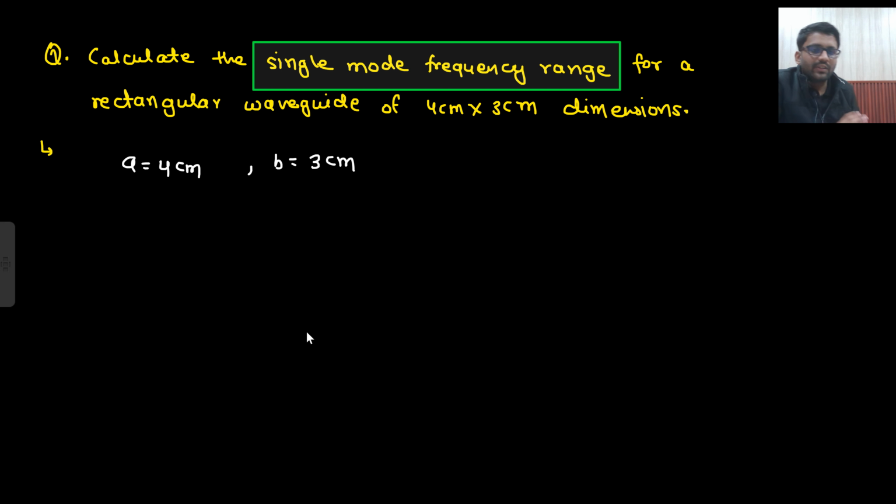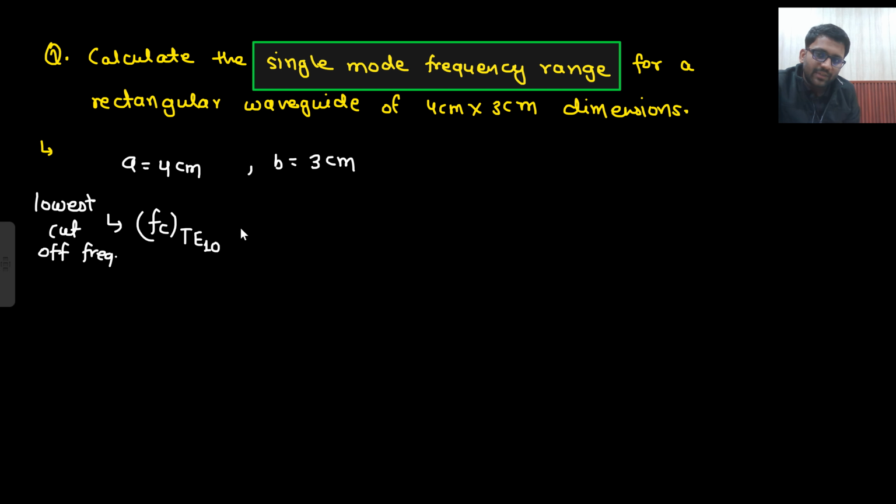Now you just let me know one thing. What is your lowest cutoff frequency? That is of your dominant mode only. This is your lowest cutoff frequency. If my mode was TE10, then my cutoff frequency is the lowest. So this is my lowest cutoff frequency. So Vp by 2A.